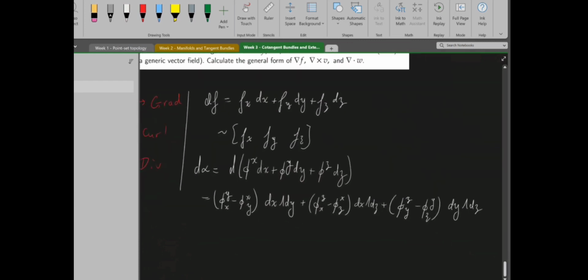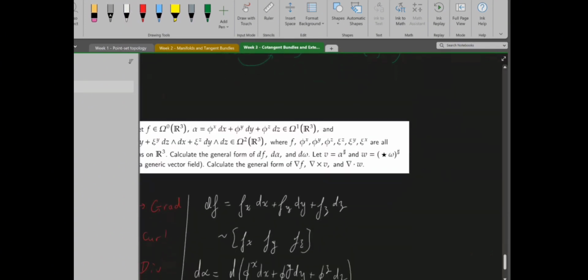So why does this act like a curl? Well, if I Hodge star this, this is going to be dz, this one's going to be negative dy, and this one's going to be dx. So I get three components, namely dz, negative dy, and dx, and then I can take the sharp of that and it'll give me a vector, right? So I'd have ∂z, negative ∂y, and ∂x for my basis vectors.